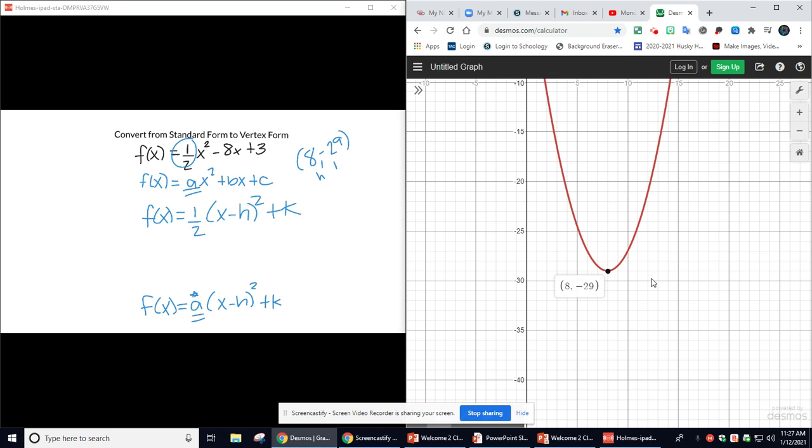This is my h and my k. So all I really want to do with that vertex that I found on the graph is plug it in for h and k. We're going to plug these numbers in for h and for k. So our function comes out to f of x equals 1/2 (x minus 8) squared plus -29, or just minus 29.